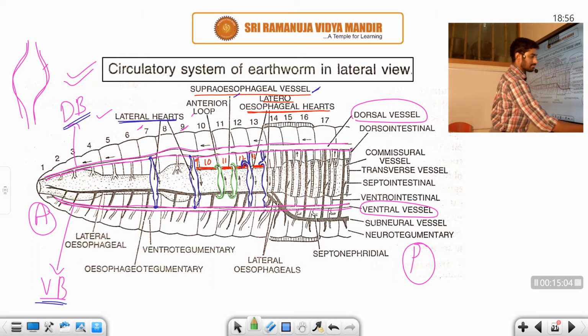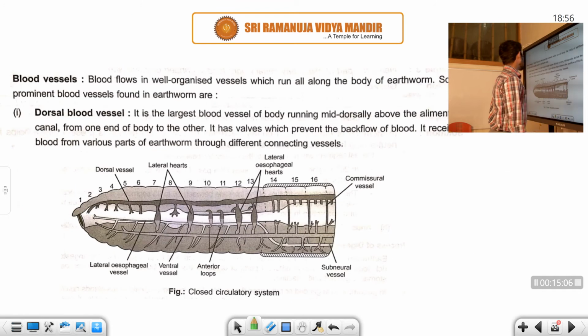Next, we're talking about the blood vessels. There are two types of blood vessels: dorsal blood vessels and ventral blood vessels. Up to now you learned about hearts, four pairs of hearts. Now I am going to discuss the blood vessels.